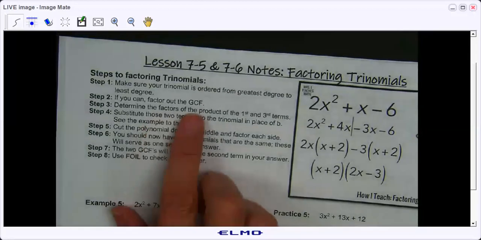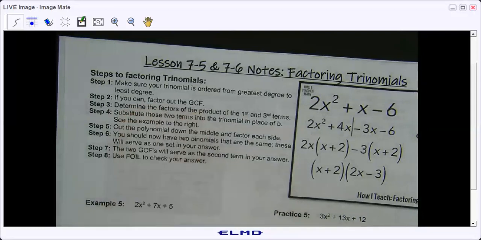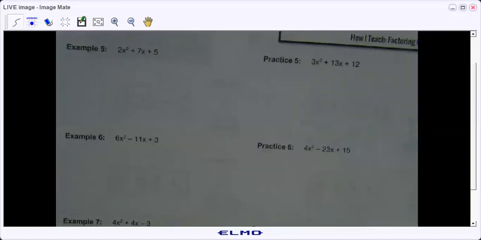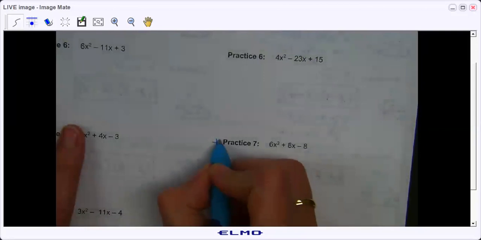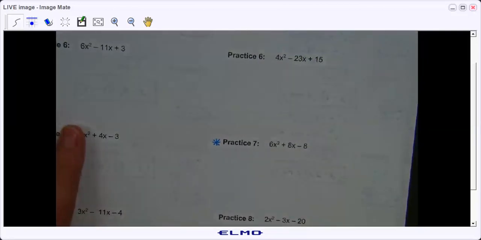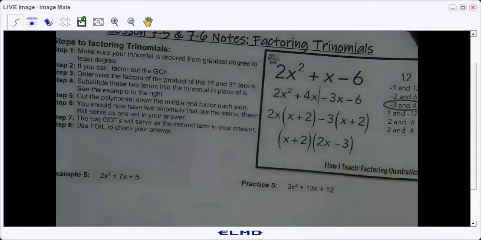If you can factor out a GCF, we have one on this page where we're going to do that. That would be, and I'm going to put a star so I don't forget, practice 7 right here. And I only have one on this. We're going to get to another lesson where we do it a lot, where we pull out the GCF.